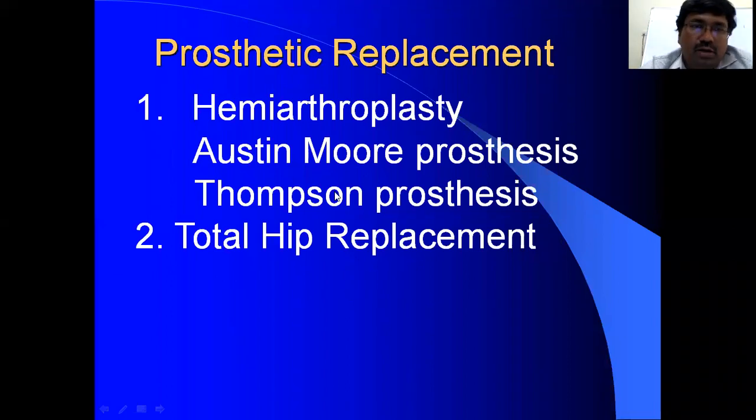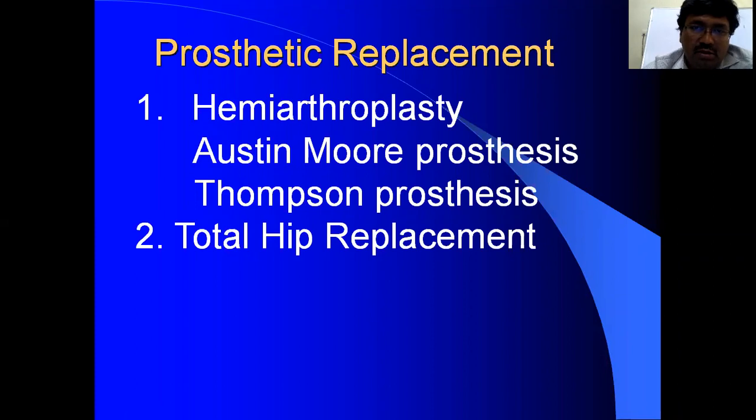The next treatment modality is prosthetic replacement, where we remove the damaged head. It is called hemiarthroplasty, where we remove the damaged head and replace it with an Austin Moore or Thompson prosthesis. These are two types of prostheses we'll tell you about in the instrument section. Hemiarthroplasty is done only if the damage is limited to the femur head.